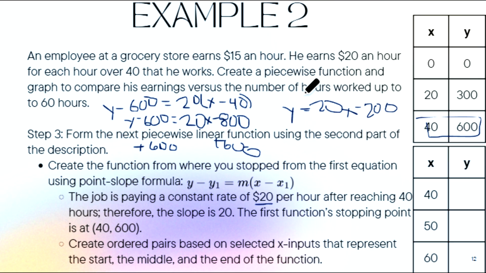There is our new formula. Now create ordered pairs based on selected x inputs that represent the start, middle, and end of the function. We know we're starting at 40, we're ending at 60, and the middle point between those two is 50. Let's take this formula, plug in your x value. We'll do our top one this time. We have y equals 20 times 60 minus 200. 20 times 60 is 1200 minus 200 gives us the point 1000. You would do that for each of the 3 points.